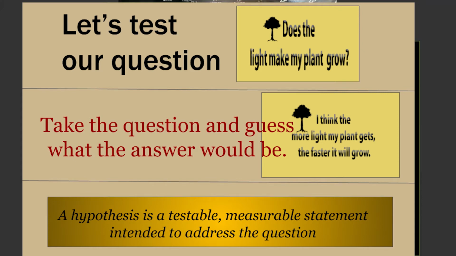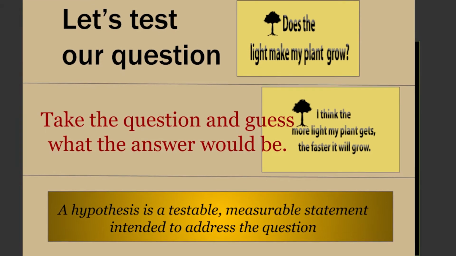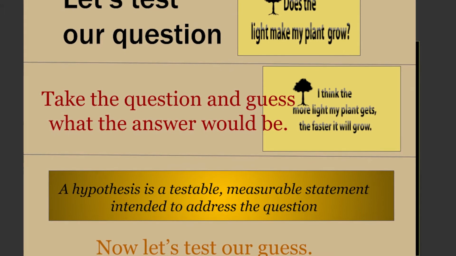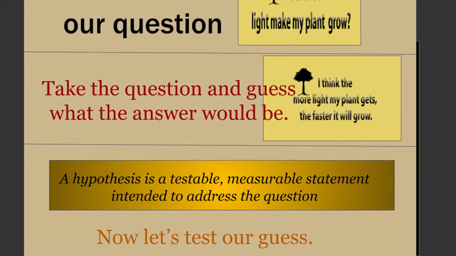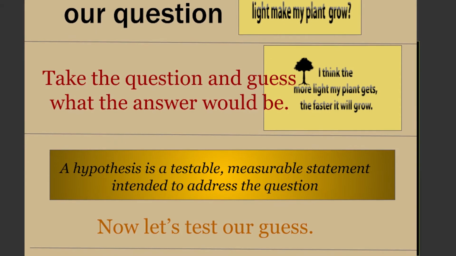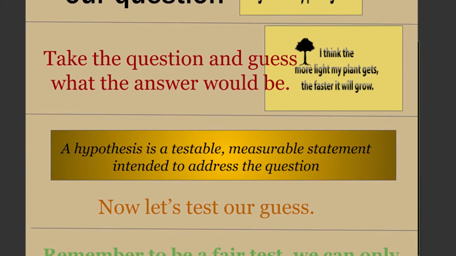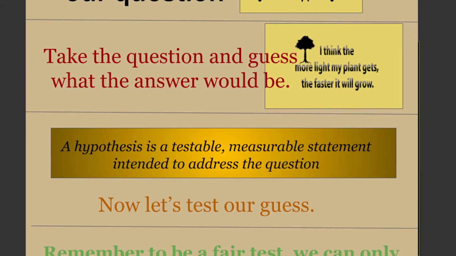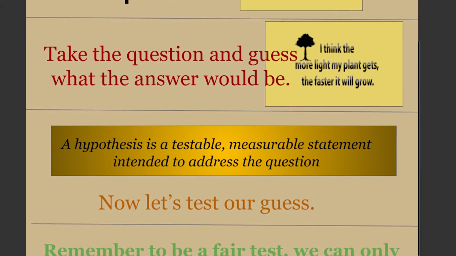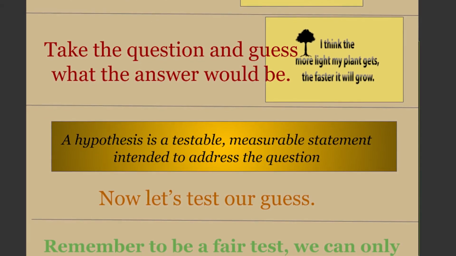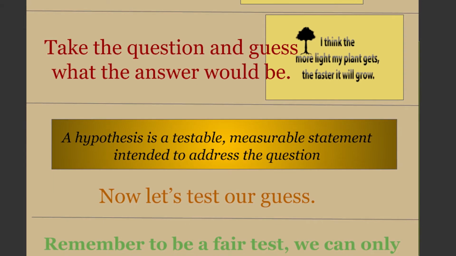And so then what I like to do with our younger audience is we're going to take that question, and we're going to guess what the answer would be. We're going to guess what that answer might be. And so what I put in my little think box there is "I think," and I like using with our younger crowd the "I think" for our hypothesis. We're going to put it in as an "I think." And so I think the more light my plant gets, the faster it'll grow.